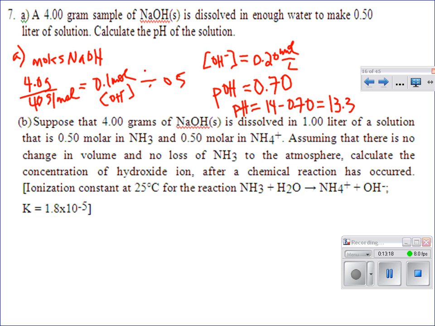13.3. Does that match up? Okay. All right, so that's our pH of the strong base.